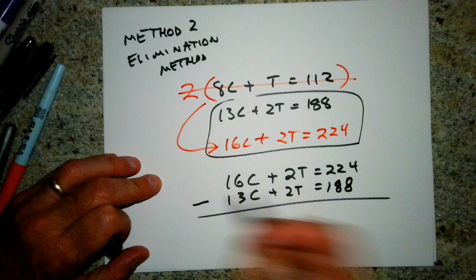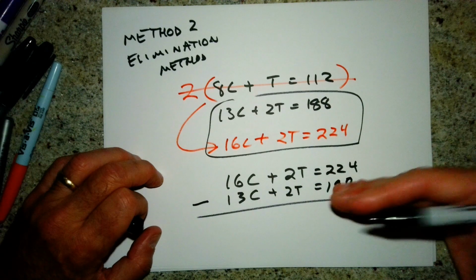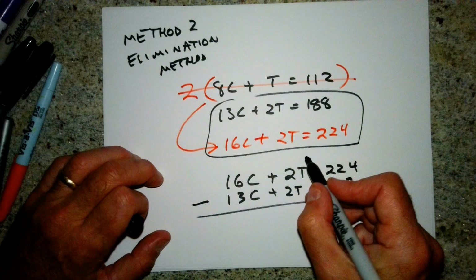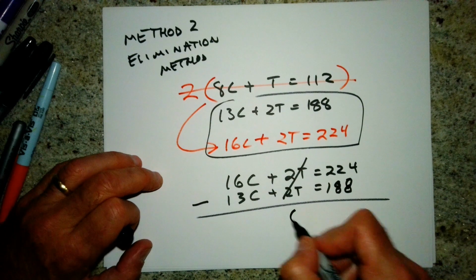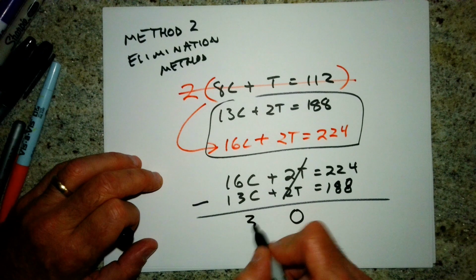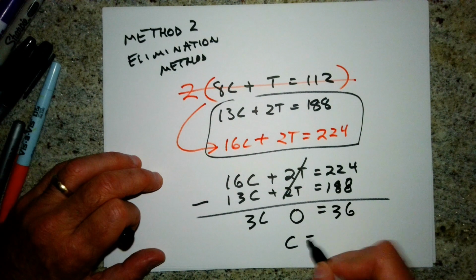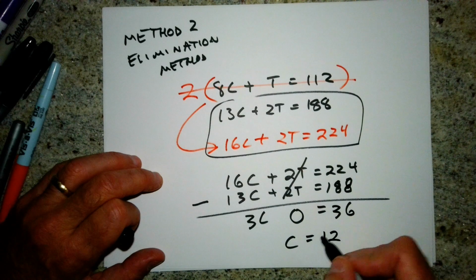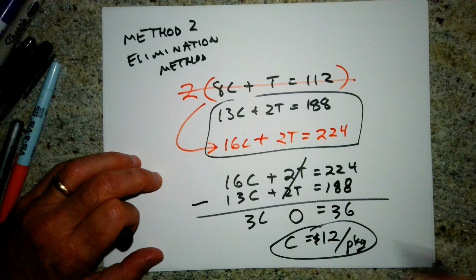And then I subtract one equation from another. Just left side minus the left side, right side of the top one minus right side of the bottom. That goes away. That's why I did it. That's why they match, the 2t. So when I subtract, there's no t anymore. 16c minus 13c is 3c. And over here, that equals 36. And I get the same result I got before. C equals 12. That's $12 per package. That's the cost of a bag of chocolate chips.